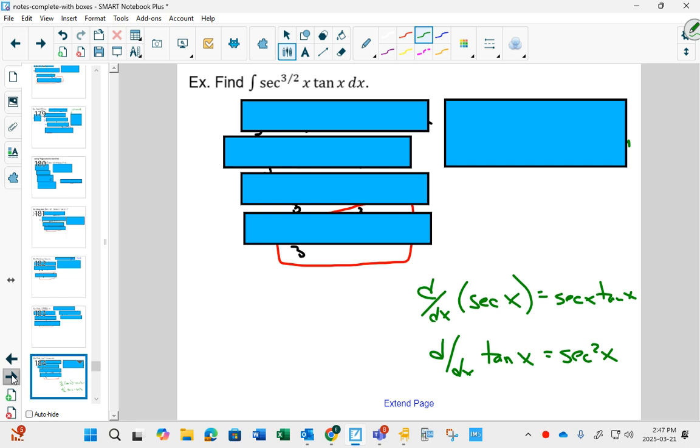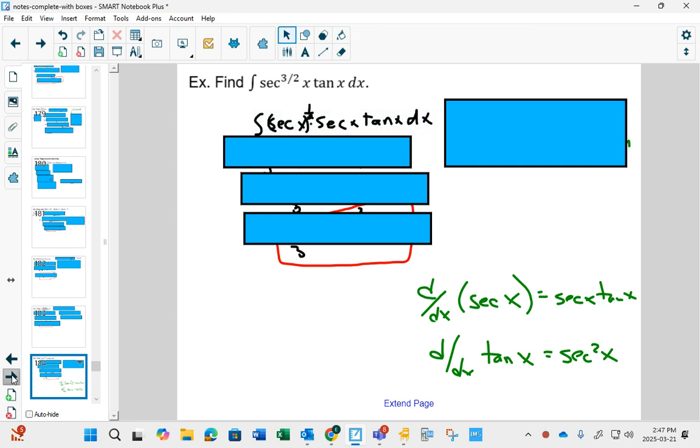Sometimes your brain says, ooh, I think this one works better. So you're going to try that one first. If it doesn't work, then you're going to try another one. Okay? So what I'm going to do with my equation first is, let's say I want to use the top one. Then I would have to rearrange my equation so that that secant x tan x shows up.